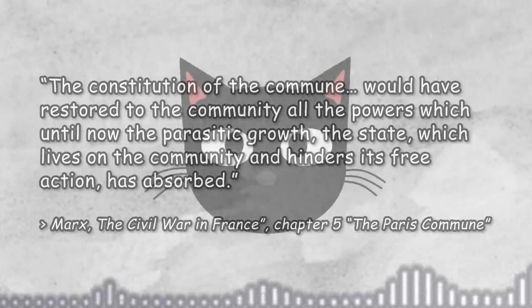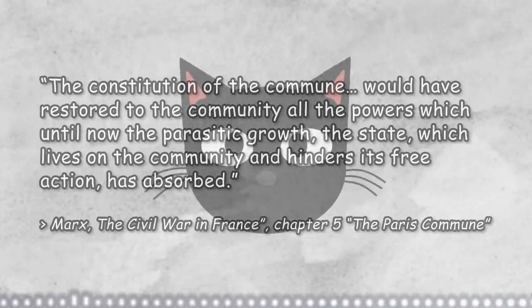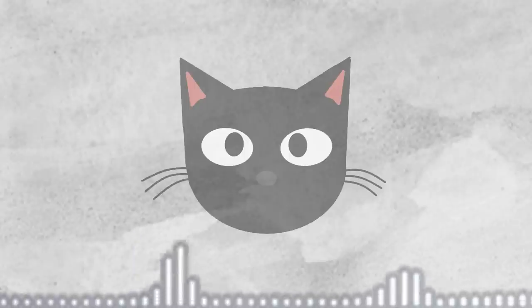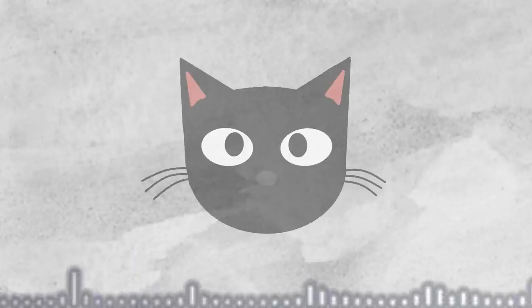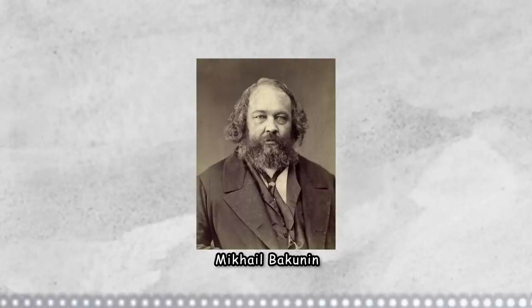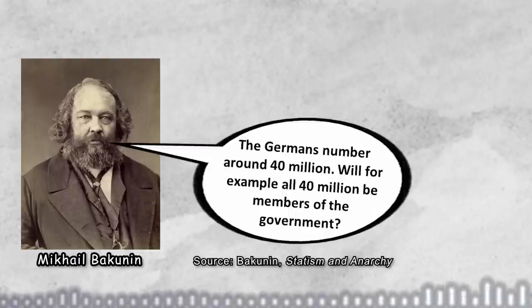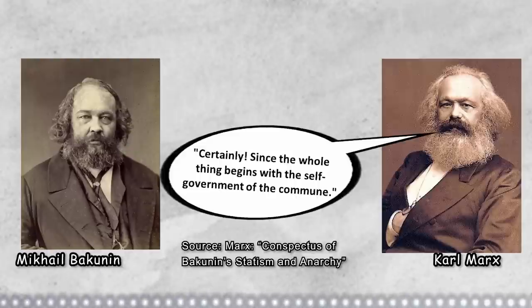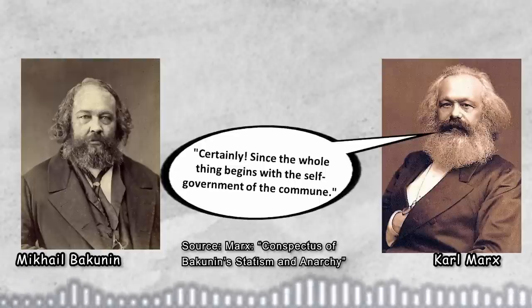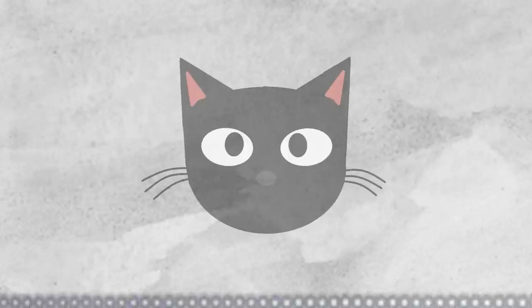Damn. Marx is calling the state a parasitic growth? That's intense. And Marx's support for local self-government can also be found in some notes that he wrote on a book by the anarchist Mikhail Bakunin. In his book, Bakunin had posed this question: "The Germans number around 40 million. Will, for example, all 40 million be members of the government?" In response, Marx wrote, "Certainly, since the whole thing begins with the self-government of the commune." So, that describes Marx's vision of a revolutionary state.